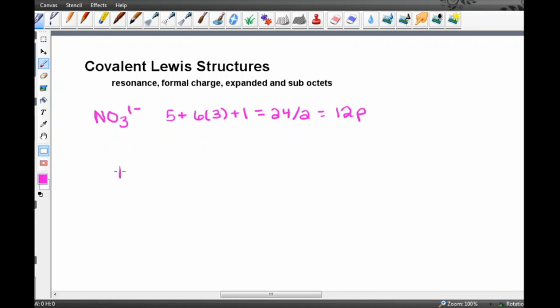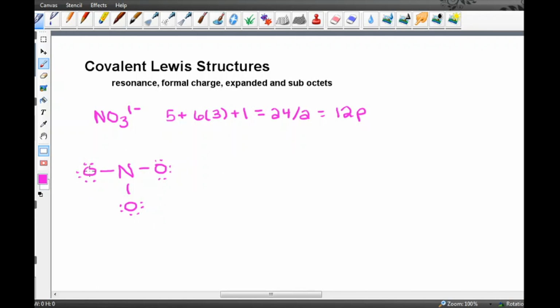I'm going to put my least electronegative atom in the middle. That would be nitrogen. Connect to an oxygen, oxygen, oxygen. Of my 12 pairs, I have 9 pairs remaining. 1, 2, 3, 4, 5, 6, 7, 8, 9. And I'm all out of pairs. I've assigned all 12 of my pairs.